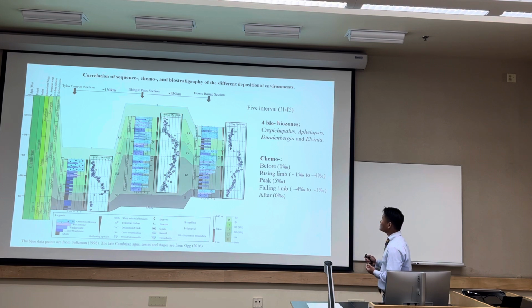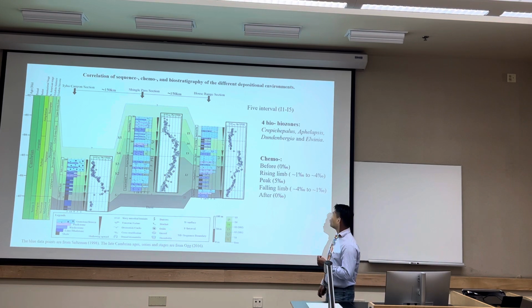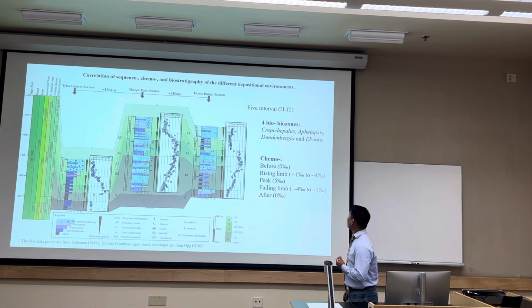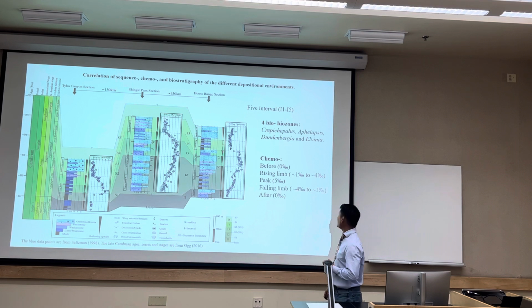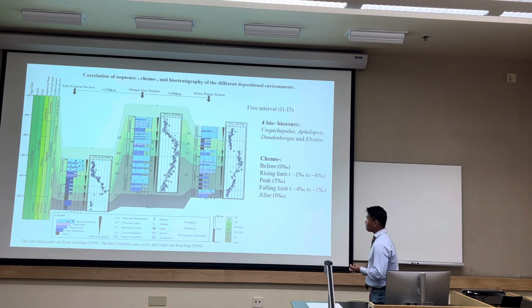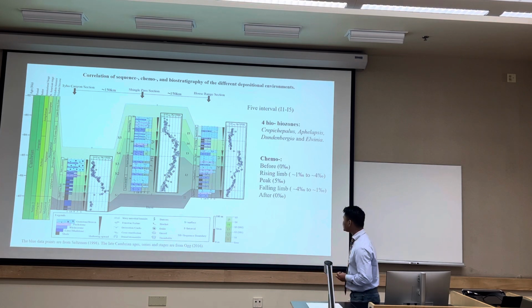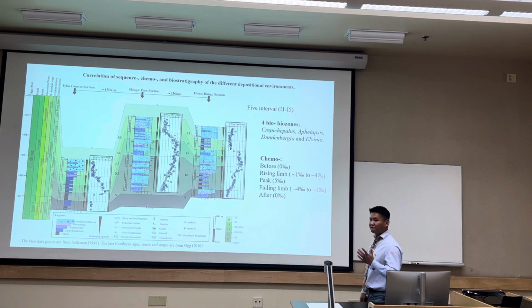These 5 intervals cover 4 biozones, which are the Crepicephalus, Aphelaspis, Dunderbergia, and Elvinia biozones. So the biostratigraphy you can see here. For the chemostratigraphy, it can be divided into 5 sections: before the excursion, which is right here, and then the rising limb of the excursion, the peak of the excursion, and the decreasing limb.